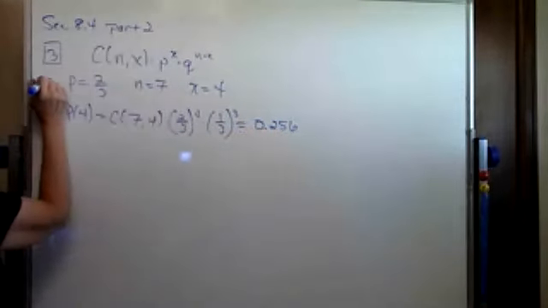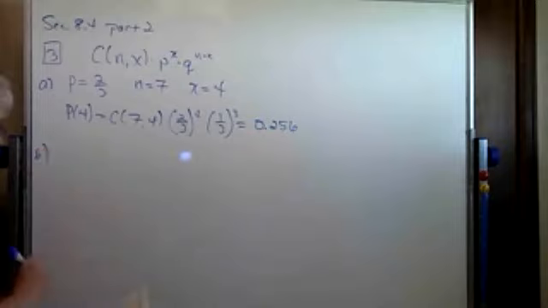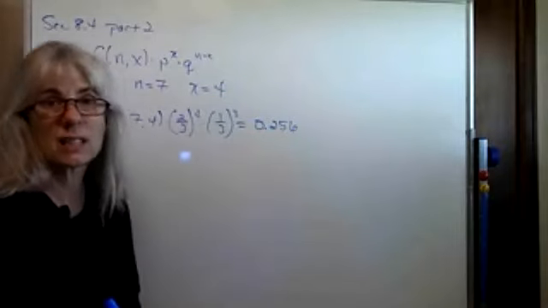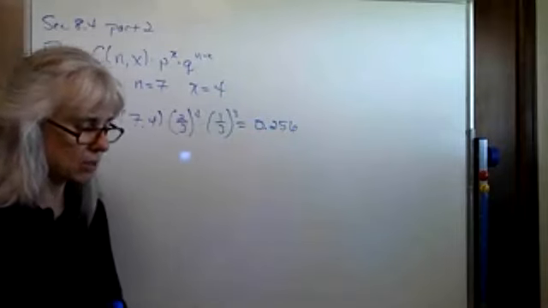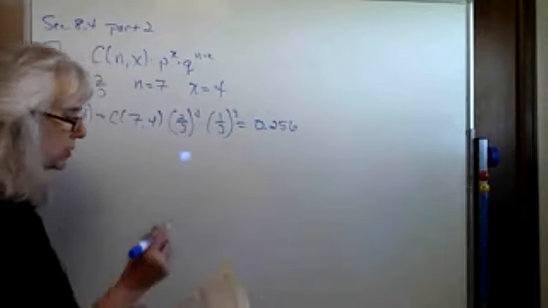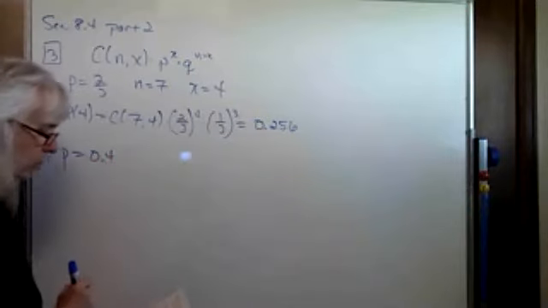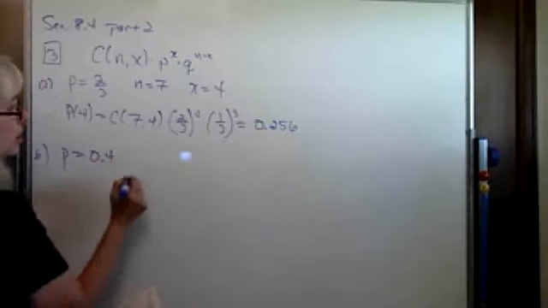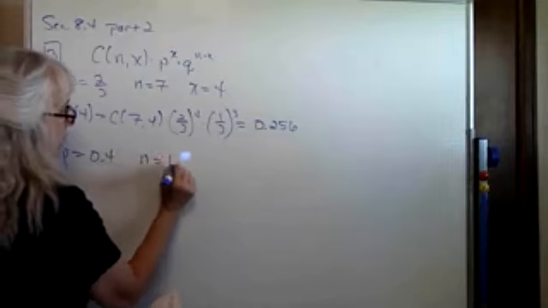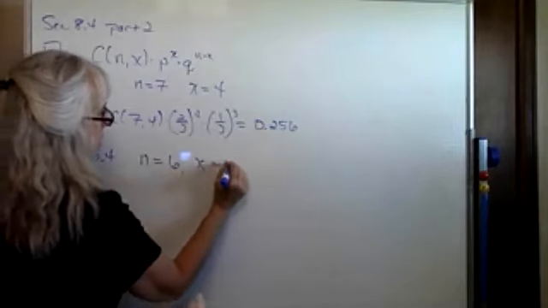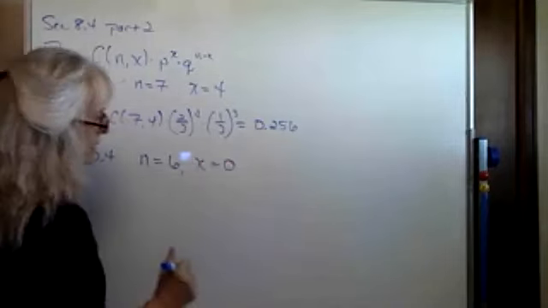Part B on that example says, let's find the probability of no successful outcomes in 6 trials of a binomial experiment in which p is equal to 0.4. So p is 0.4. We want no successes this time in 6 trials. So n is going to be 6 and x is going to be 0. So we don't want any successes.